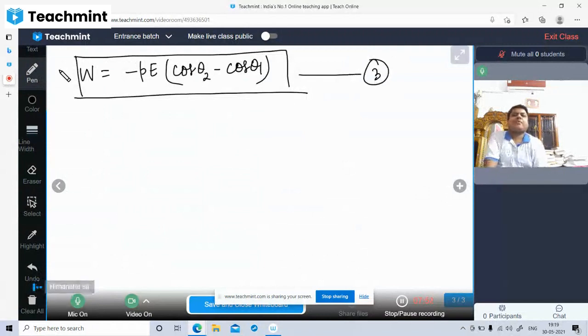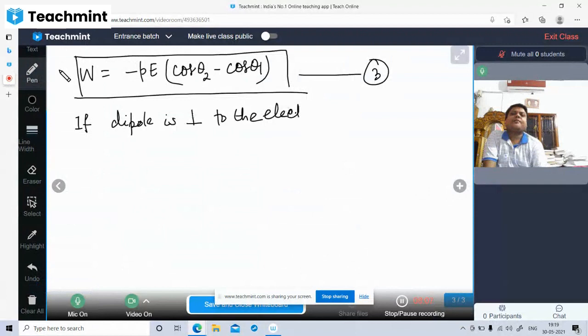So if the dipole is perpendicular to the electric field, that is the mean position, or the initial position.